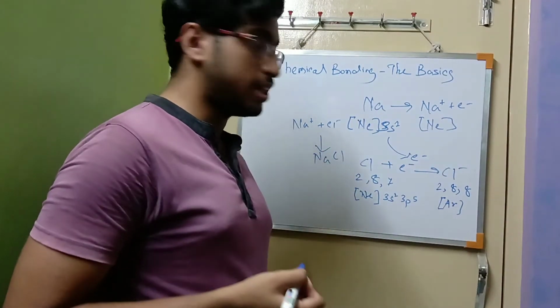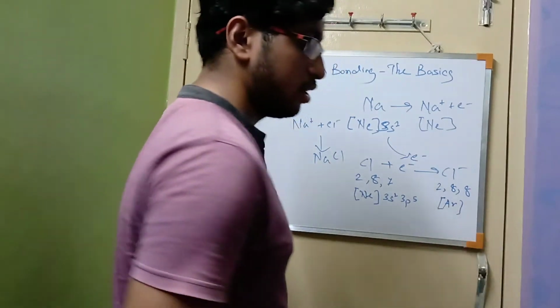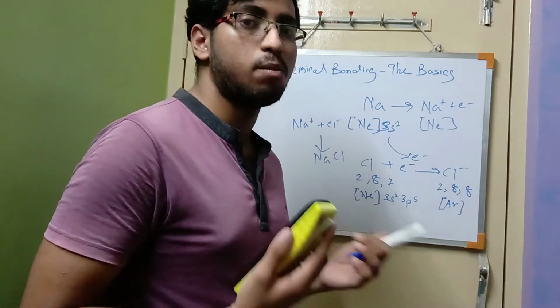So this is the basis behind the formation of an ionic bond. So what happened? Why do Na and Cl particularly follow the formation of an ionic bond?